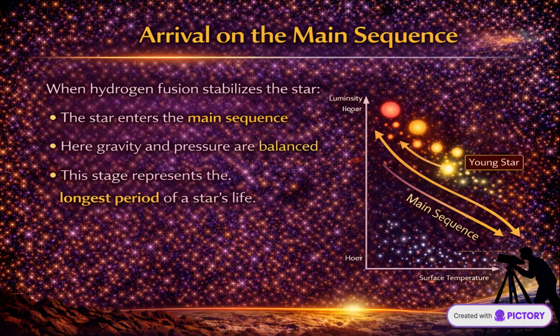At this stage, two forces are balanced: gravity pulling inward and pressure pushing outward. This equilibrium makes the star stable. In fact, this is the longest phase in a star's life.